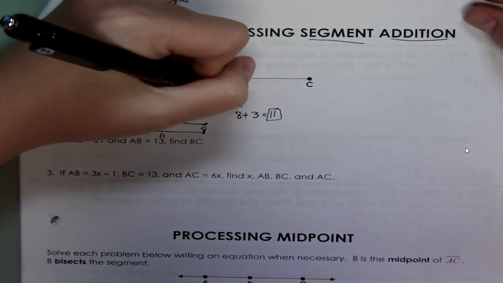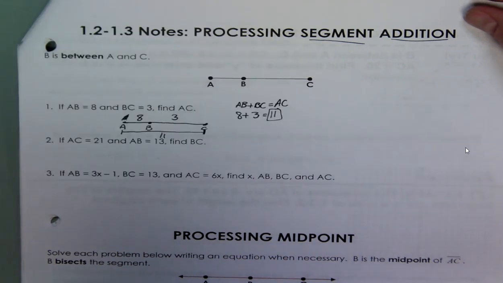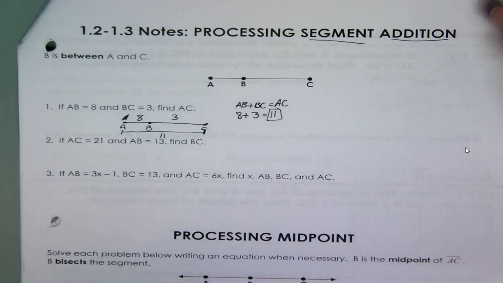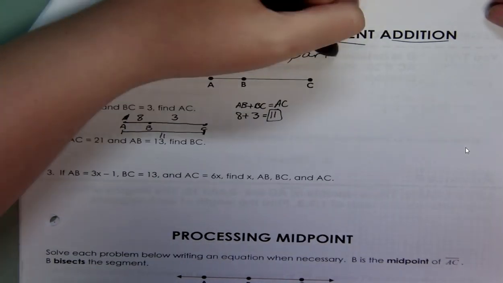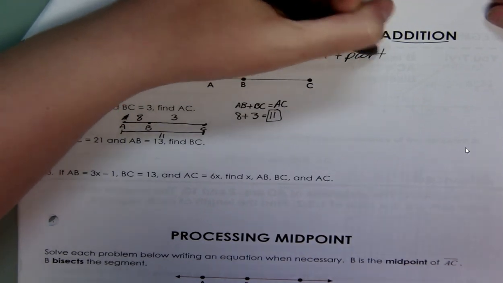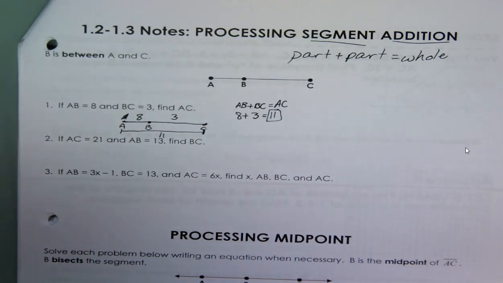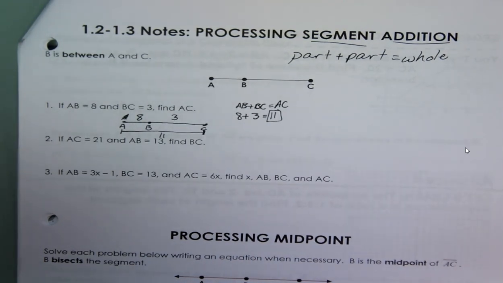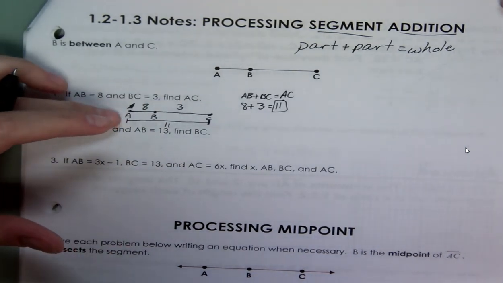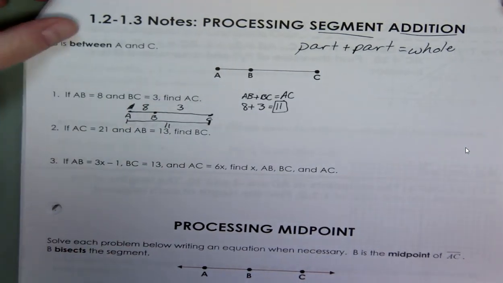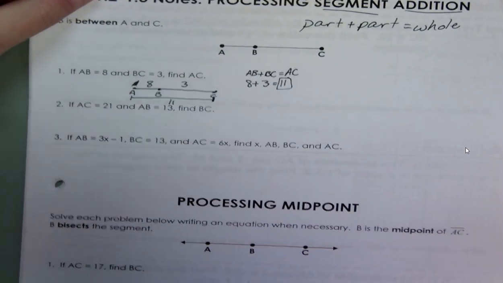So this is AB plus BC equals the whole thing, which is AC. So the important part to think about with segment addition is this: part plus part equals the whole. And you'll hear us say that a lot. Part plus part equals whole. That's segment addition. And obviously this one, super easy. You could just look at it and tell, oh, you add 8 and 3, it's 11. But it gets a little more difficult when we add variables in it.